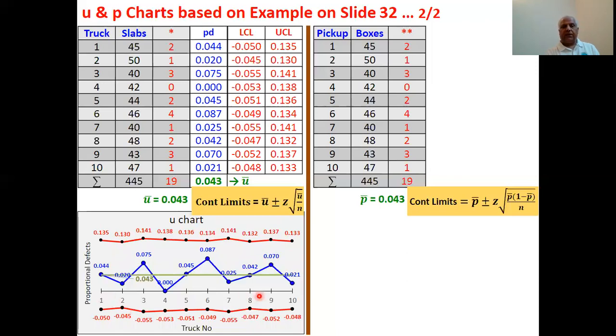The x-axis is still the samples over here. This is the upper control limit, 0.135. This is the lower control limit, minus 0.050. And this is the center line, 0.043.